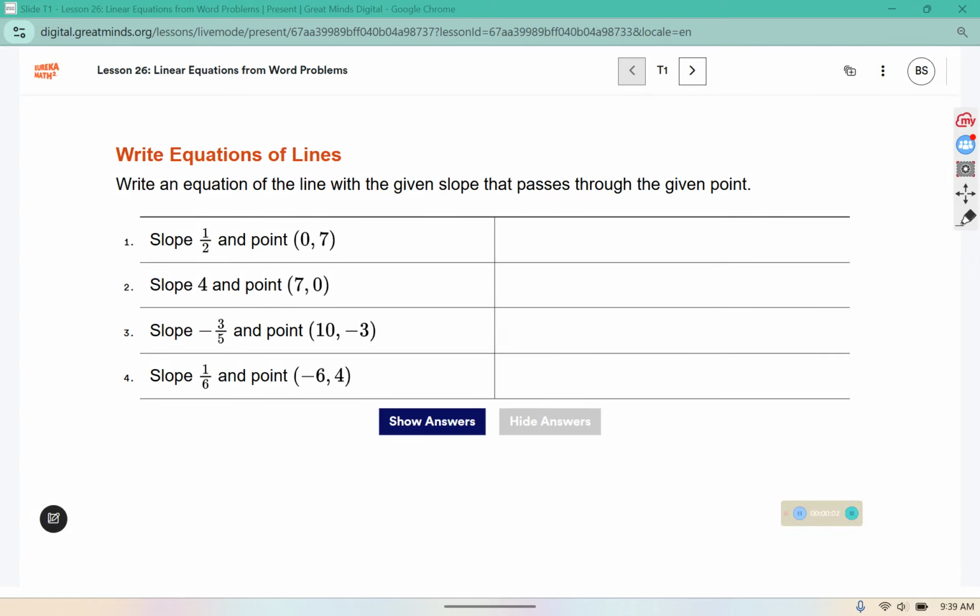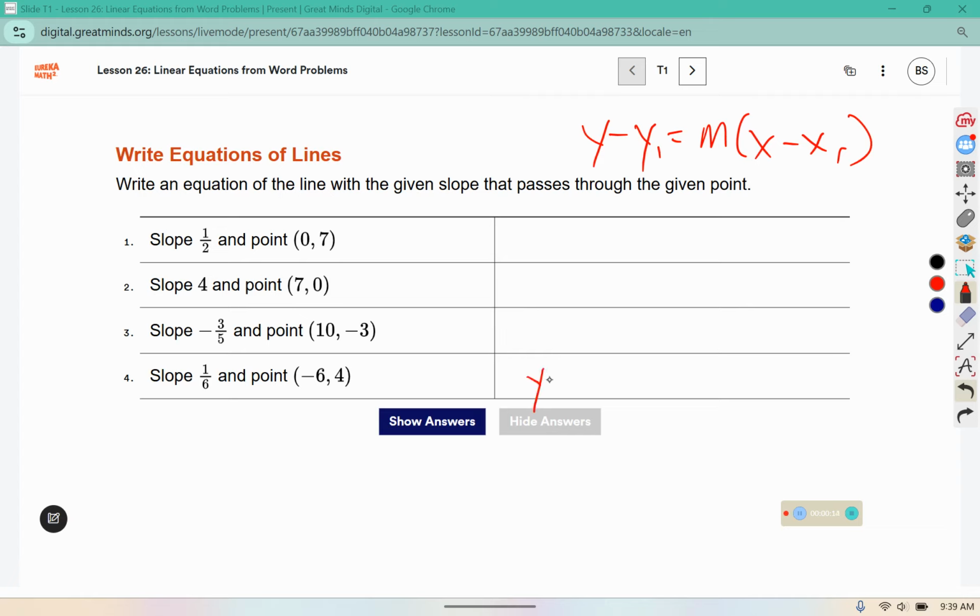Write an equation of the line with the given slope that passes through the given point. These will be written in point-slope form. So y minus the y value equals the slope times x minus the x value. Remember, if we have minus a negative, we can change that to say plus the positive version.